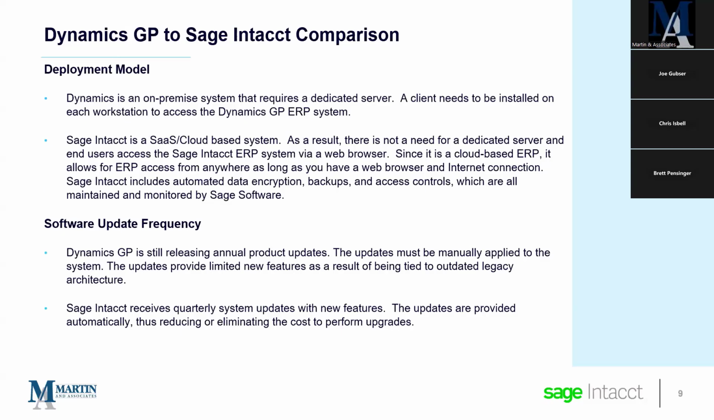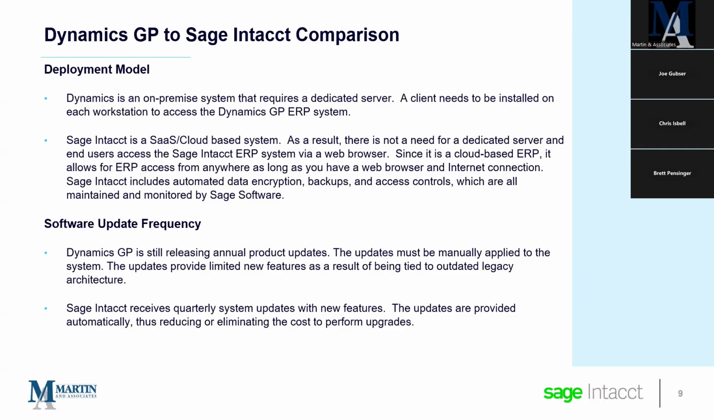The one is the deployment model. So this is how the product gets installed. Dynamics is what is referred to as an on-premise solution, which means you have to have a dedicated server that the product gets installed on. That server can be hosted out in the cloud, but it's an on-premise, has to be installed on a server, and then a client needs to be installed on each workstation in order to access Dynamics. Sage Intacct is a SaaS or cloud-based product. So that means there's no need for a dedicated server. There's no need to install a client on the workstation. It's all hosted for you out there, and you hit the client via a web browser like I mentioned earlier.